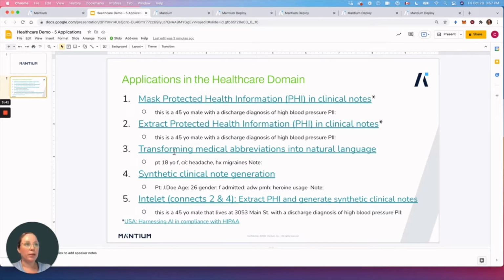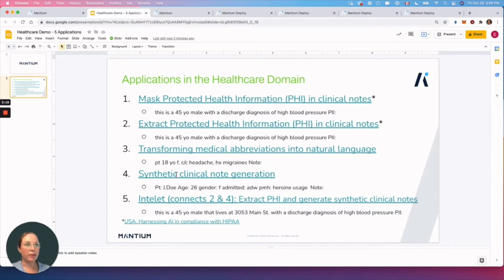The third application is transforming medical abbreviations into natural language. So, doctors and nurses often take shorthand reports while they see patients, and then they have to sometimes write this out in natural language for insurance purposes, and this application will give it a nice first pass.